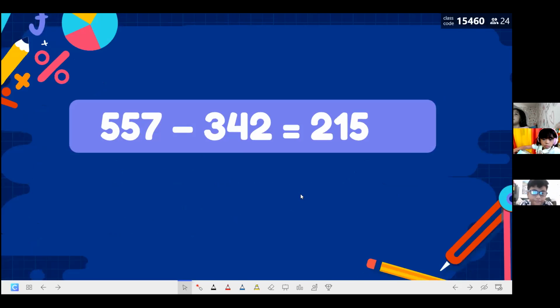All right. Now, class, let's look back to the given numbers about Maria's problem. We have here 557 minus 342 equals 215. From these numbers, what number is the minuend, or the number from which we subtract?